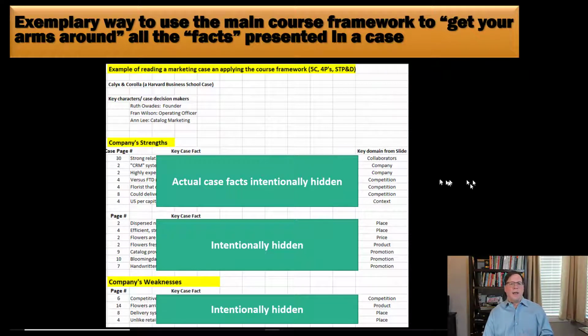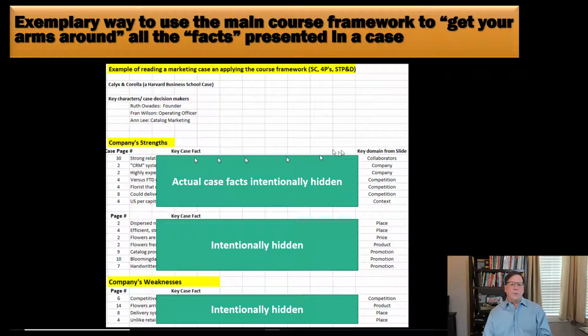I've covered up the actual facts in this. But this is basically a case called Calyx and Corolla, which is a Harvard Business School case, much like the cases you're reading. You want to capture things like who are the key characters, who are the case decision makers, who are those people that are there. If you capture that as you're going along, when it comes back up and mentions them, this is that person, and this is the role that person is in.